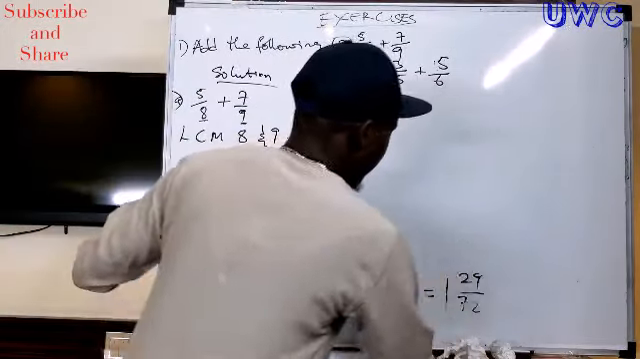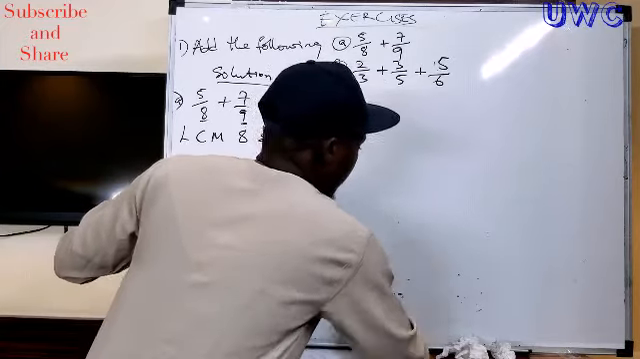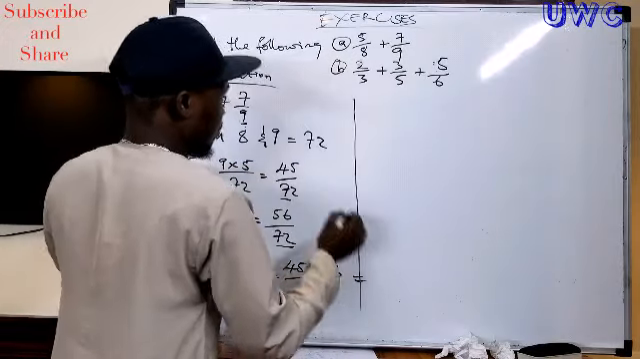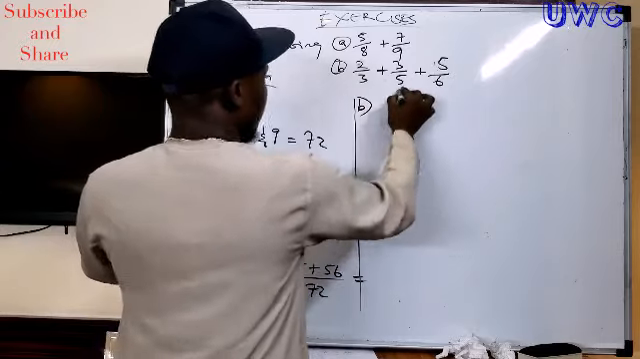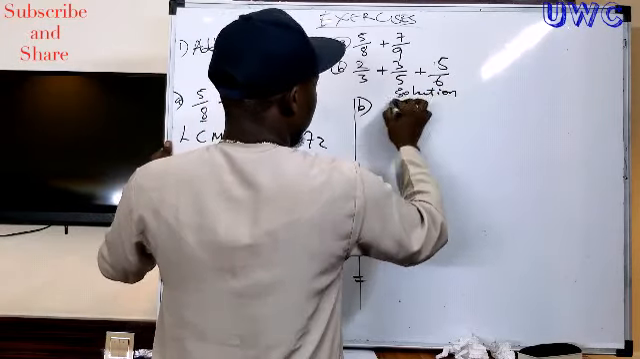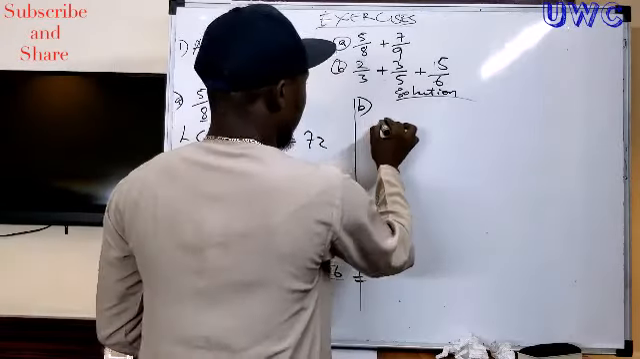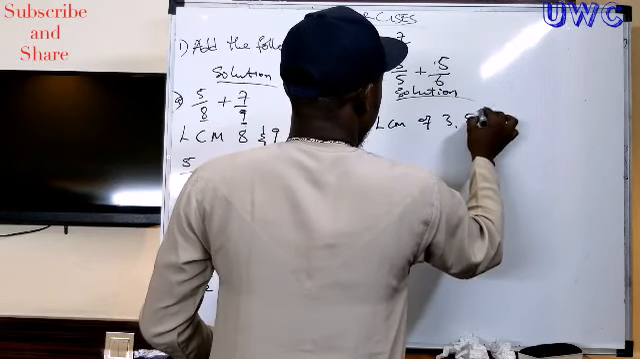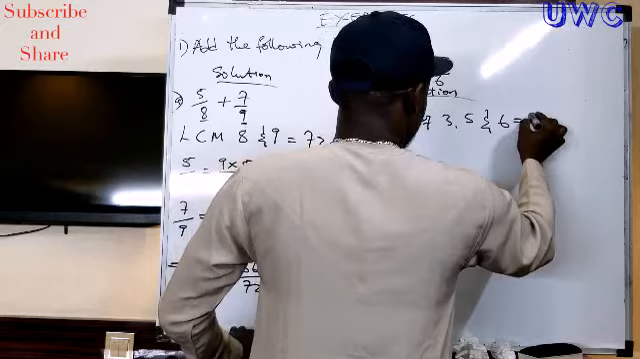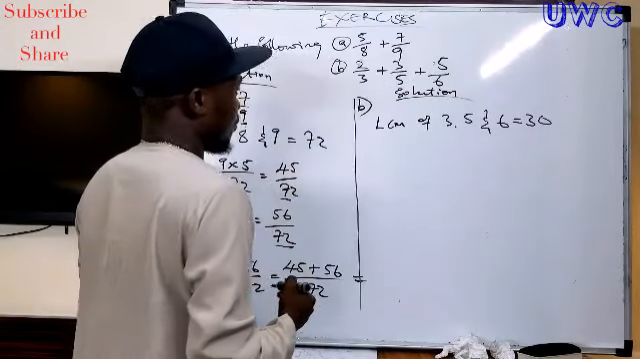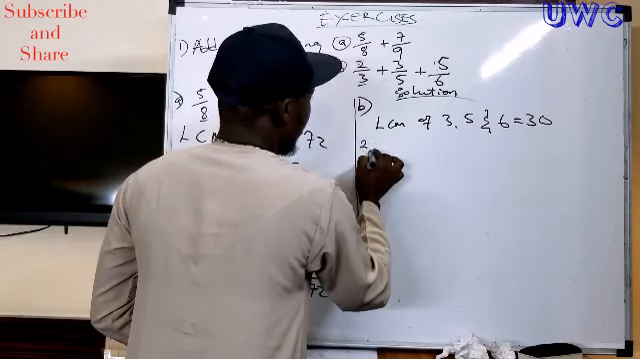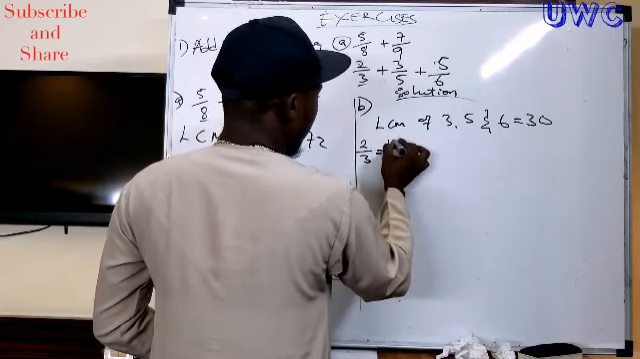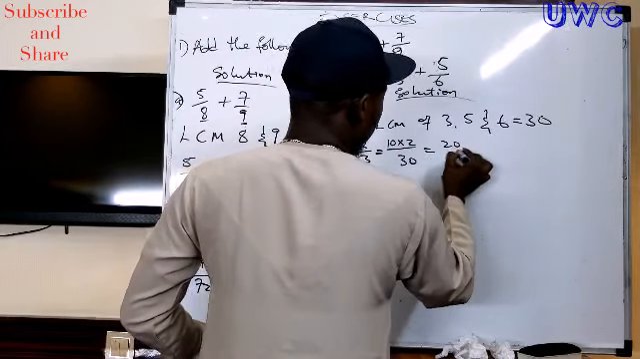Then we now take the second exercise. Exercise B, solution. So we find the LCM of 3, 5, and 6, which is equal to 30. Taking them one after the other, 2 over 3 is equal to, 30 divided by 3 will give us 10, multiplied by 2, which is equal to 20 over 30.